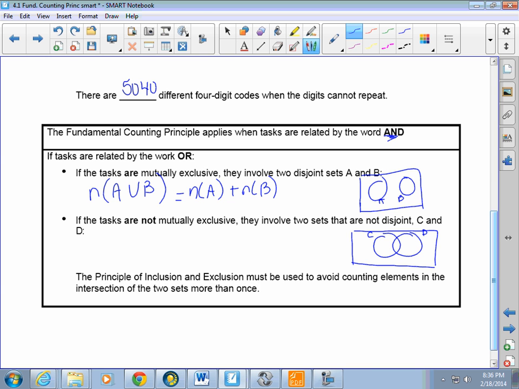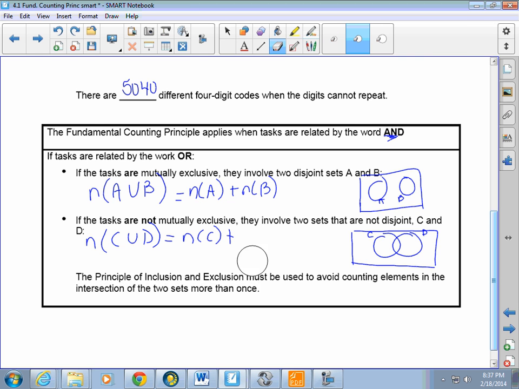And if you remember when we were doing this in the last chapter, if we are finding the number of elements in C union D, we did the number in C plus the number of elements in D minus the number in C and D, that intersection, because if you don't take that out, you're counting those members twice. So it says the principle of inclusion and exclusion must be used to avoid counting elements in the intersection of the 2 sets more than once. That's just what I said.